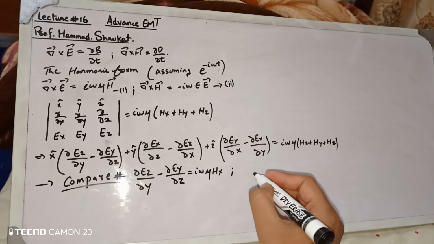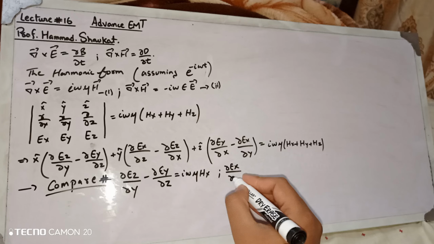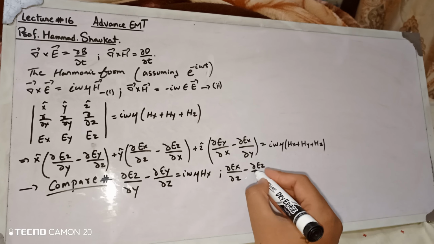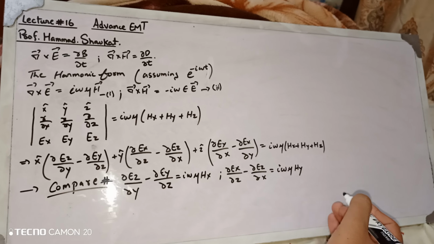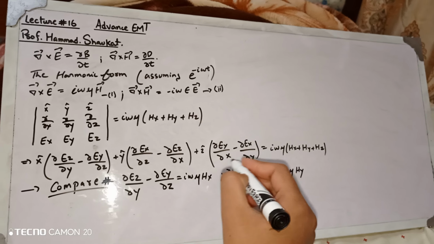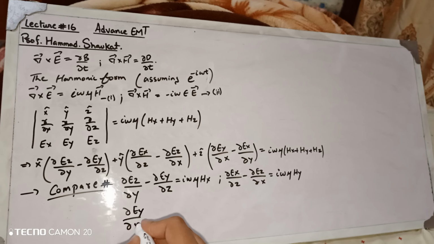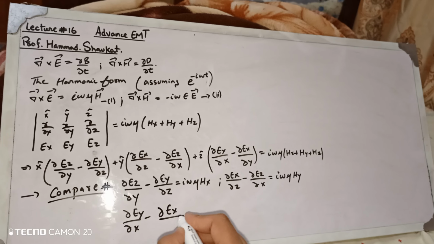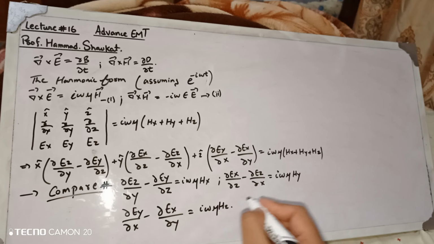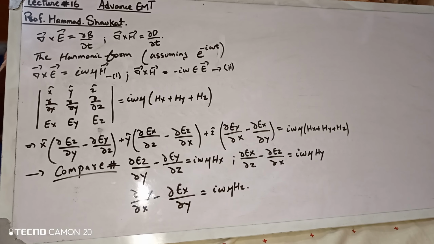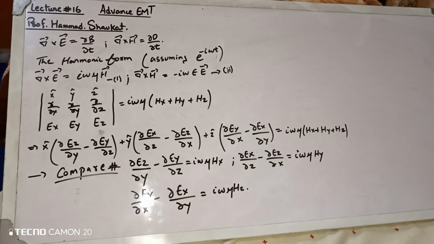Similarly, your second equation can be written as partial Ex divided by partial z minus partial Ez divided by partial x equals iota omega mu Hy. Similarly, your third equation, the z component, becomes partial Ey divided by partial x minus partial Ex divided by partial y equals iota omega mu Hz. So these are your three equations. You can leave these equations here.